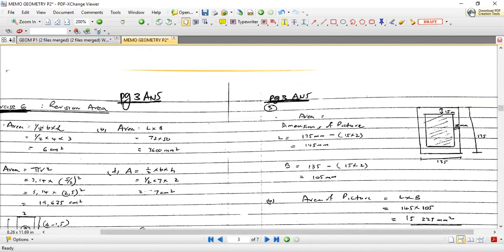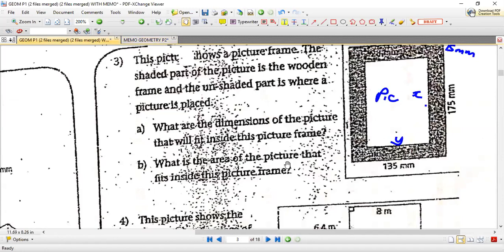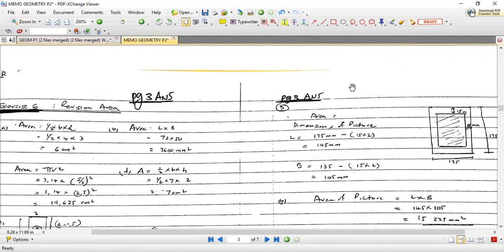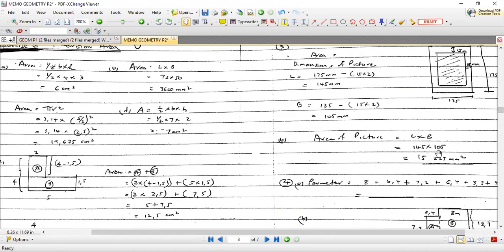In the second question, we are being told that we need to find the area of the picture that fits inside the picture frame. Do we have the length? Yes, which is X. Do we have the breadth, which we just found, which is Y? So going back to that question, we find that the area in square millimeters will be 145 times 105, which is 15,225 square millimeters.